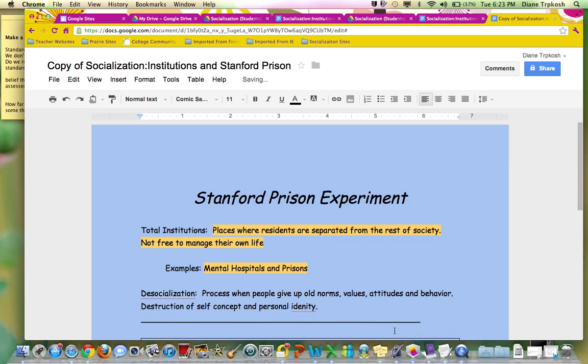We as a society believe that something must have gone wrong in order to have these people commit crimes that would place them into a total institution or a prison system.